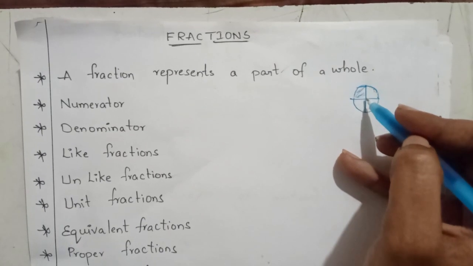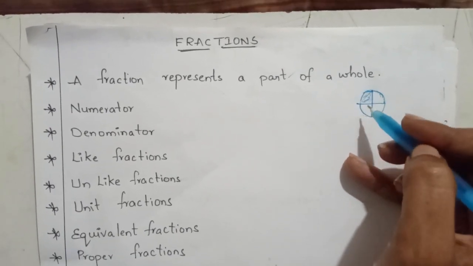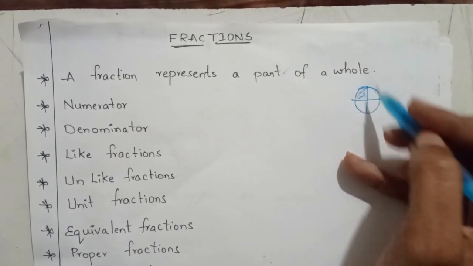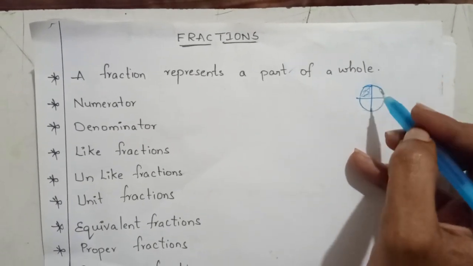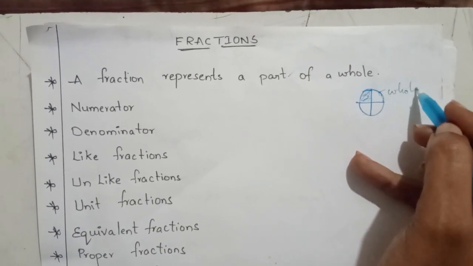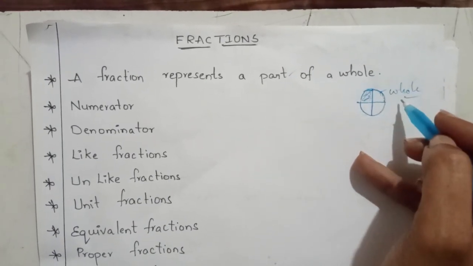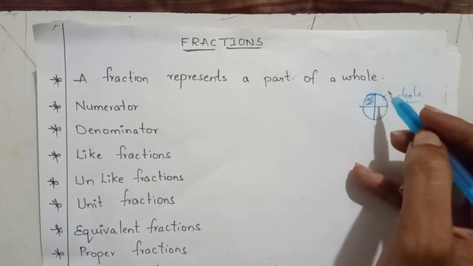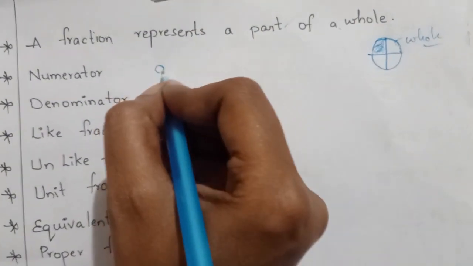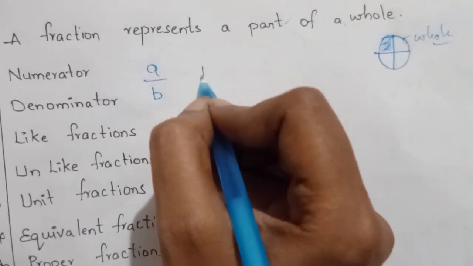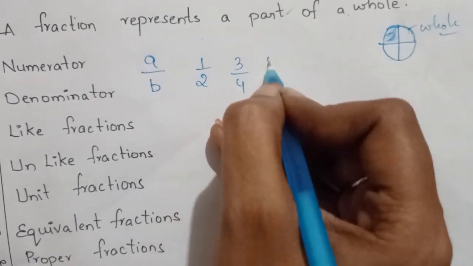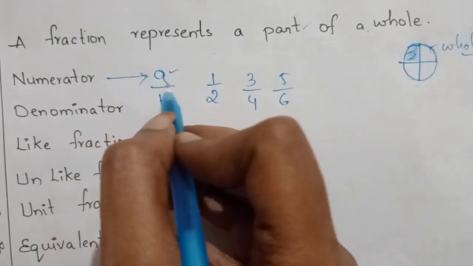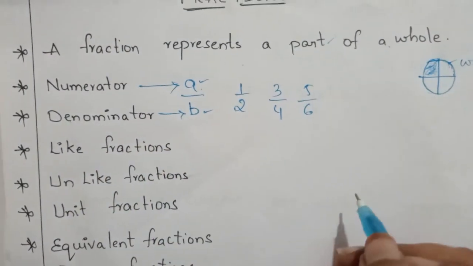Okay, a fraction represents a part of a whole without making it into pieces or without making cuts. We call that whole, a complete thing. Whole is nothing but a complete thing. So when we take one part of the whole, that is called a fraction. In fraction we denote a by b. That means either 1 by 2 or 3 by 4 or 5 by 6, in this way. The top number we call the numerator, the down number we call the denominator.